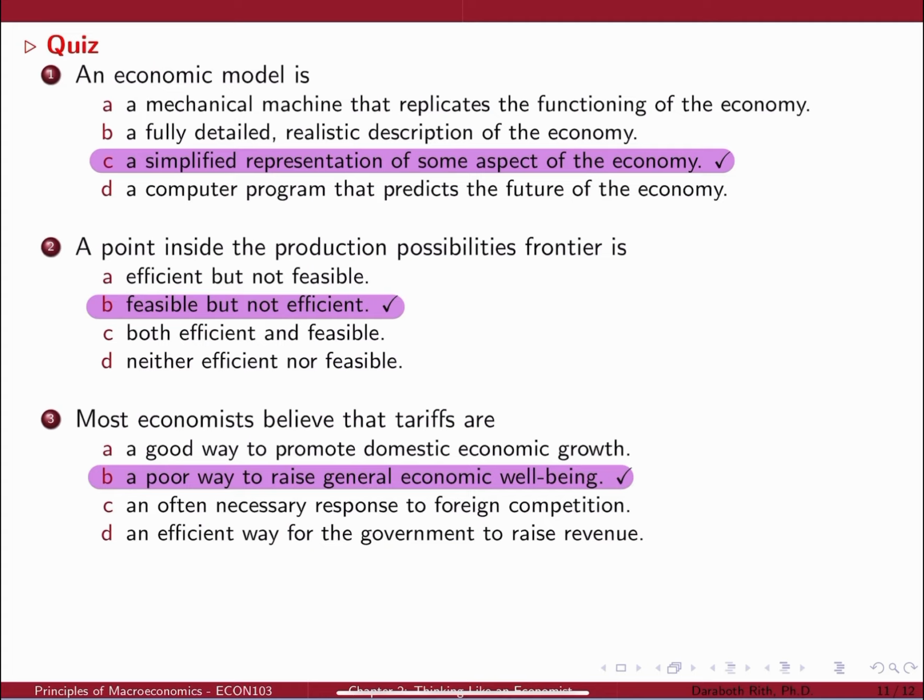Question number 3. Most economists believe that tariffs are what? Tariffs in general are a contractionary tool that pulls down the economy because they stop market activities by restricting economic agents, such as households and businesses, from fully operating their capacity and resources. So the answer is C. Tariffs are a poor way to raise general economic well-being.